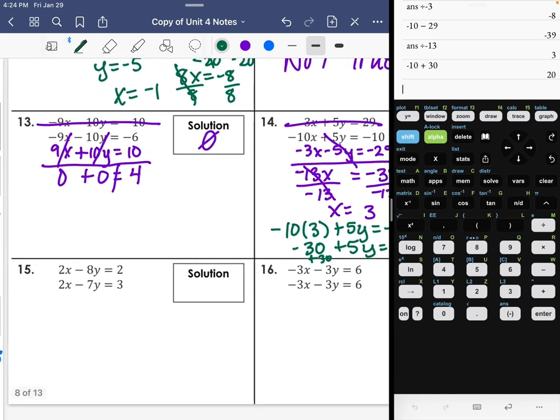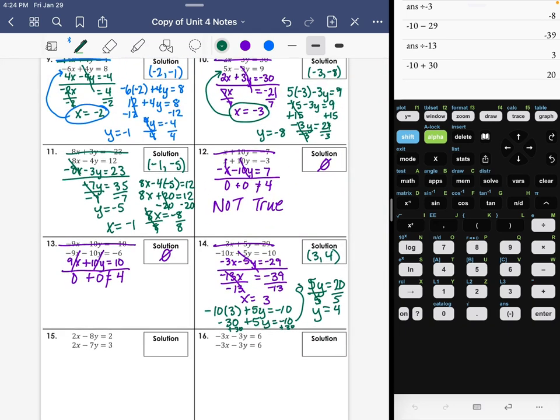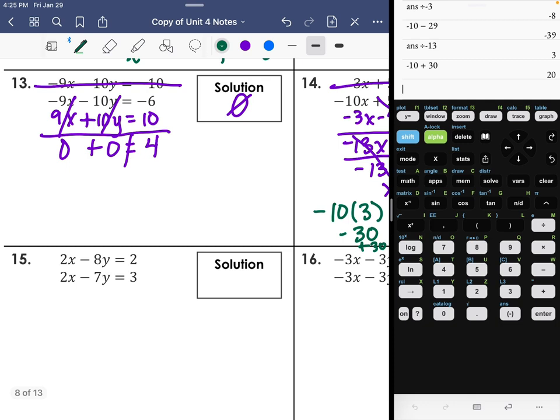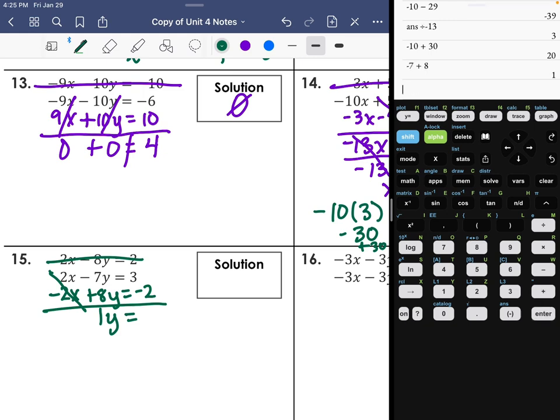All right, we got 2 left. Is that right? Oh, wow, we've gone through these quickly. Okay, so on number 15, when you rewrite it, you get negative 2x plus 8y equals negative 2. Then I'm going to add those together. 2 and negative 2 eliminate the x. Negative 7 plus 8 is 1y. Negative 7 plus 8. And then 3 minus 2, also 1.